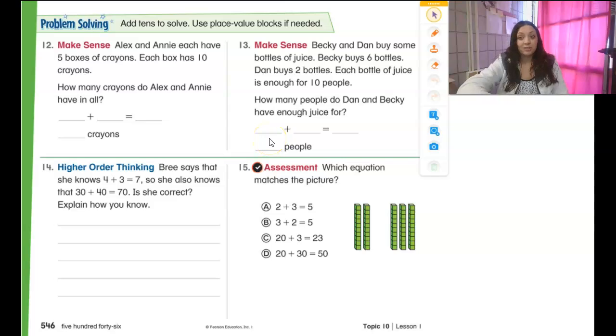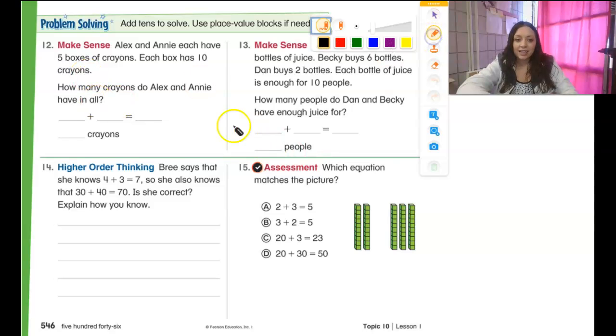All right, we're going to try some of the tricky problems today. Are you ready? Because we want to practice these word problems. Alex and Annie each have 5 boxes of crayons. Each box has 10 crayons. How many do they have in all?